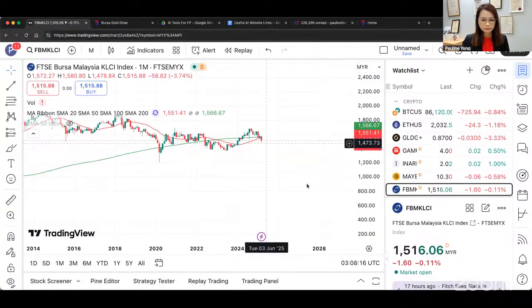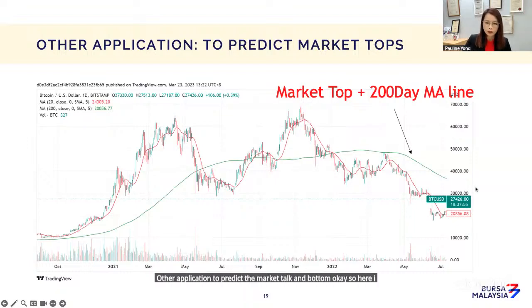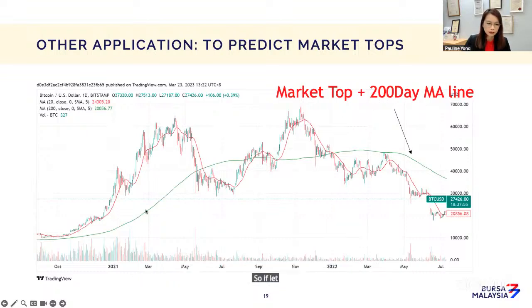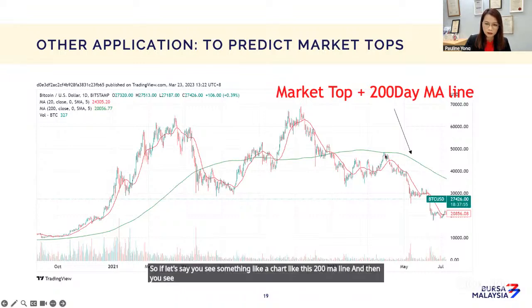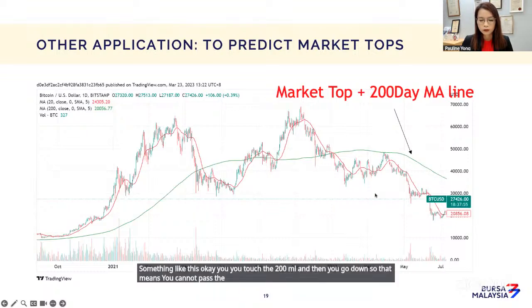Let's go back. Another application is to predict the market top and bottom. Here I have one example of using the 200 MA line. If you see a chart like this, with the 200 MA line, and your price cannot pass through that 200 MA line, you touch the 200 MA line and then you go down, that means you cannot pass the 200 MA line.